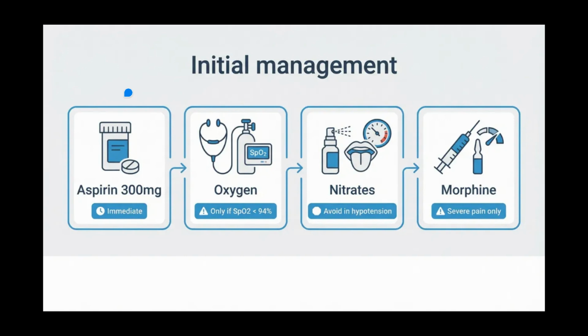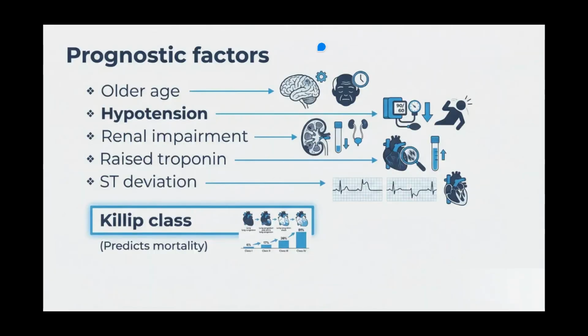All patients should receive aspirin 300 mg immediately, unless contraindicated. Oxygen is only given if SpO2 is below 94%. Nitrates are used for pain or hypertension, but must be avoided in hypotension. Morphine should be reserved for severe pain and not used routinely. Poor prognostic features include older age, hypotension, renal impairment, raised troponin, ST segment deviation, and a high Killip class. Remember that Killip class predicts mortality in acute myocardial infarction.